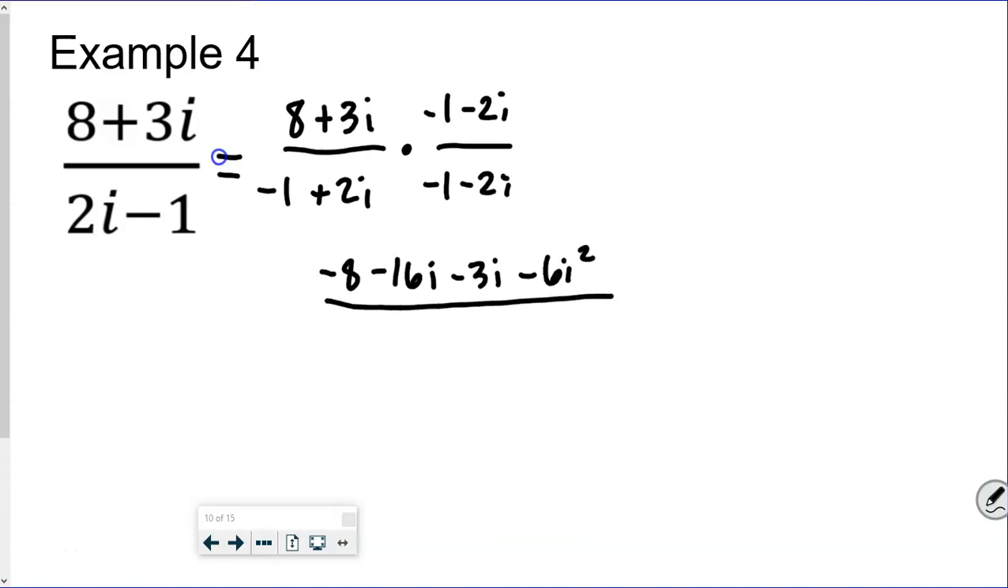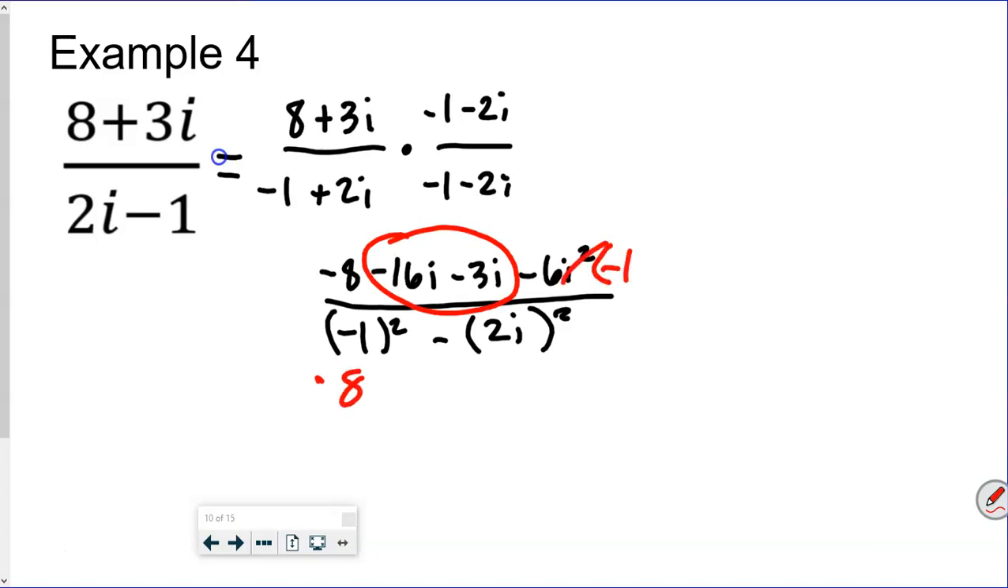And since we've been talking about this, I'm going to go ahead and do it. Negative 1 squared minus 2i squared. Okay? So now we're going to combine some like terms. Y'all see the like terms right here? So that's going to be negative 8. And I know that this over here is going to be multiplied by negative 1, right? So that's negative 8, and that's going to be negative 6 times negative 1, so that's plus 6. And that's going to be minus 19i.